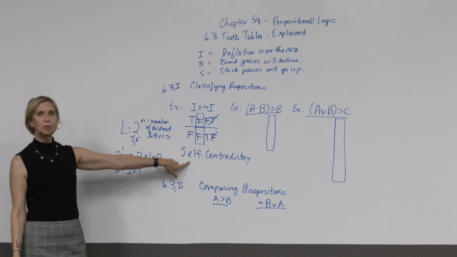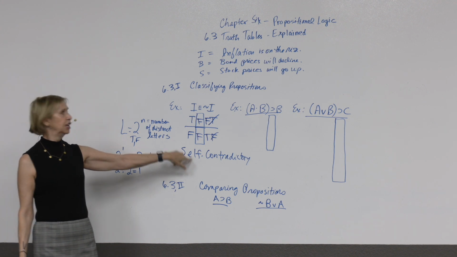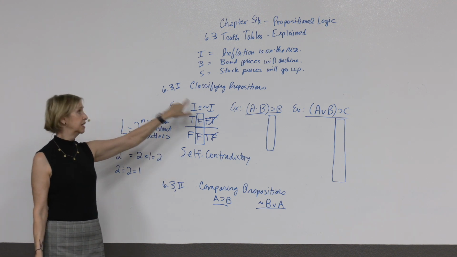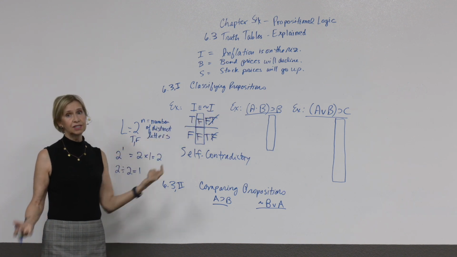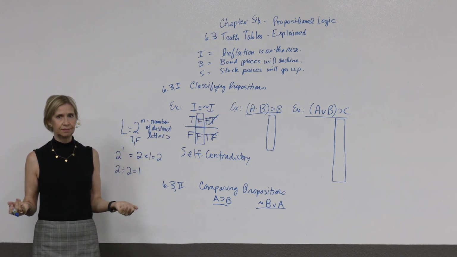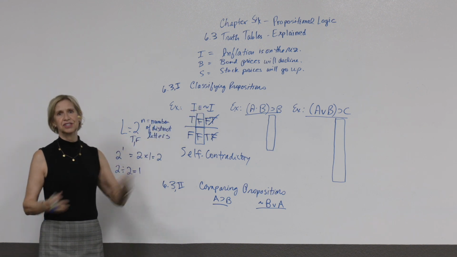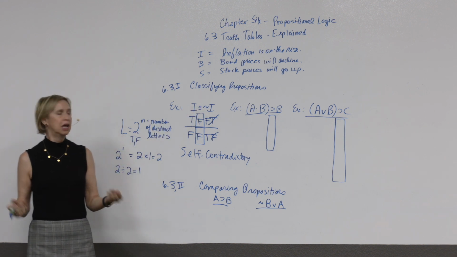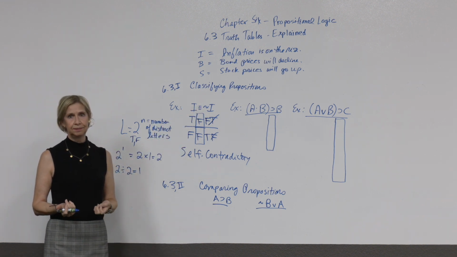So that table demonstrates that no matter what the value of I, this particular proposition can be classified as a self-contradictory statement. Now, obviously, it made sense to us as soon as you said I is equivalent to not I, but this is how you would prove it to somebody. Okay?